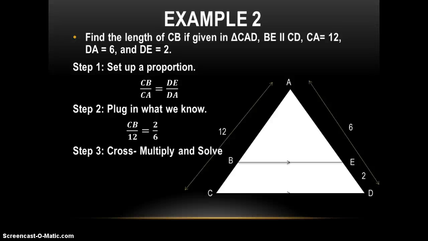So now we just want to cross multiply and solve. So 6 times CB equals 2 times 12. So we have 6 times CB equals 24. So CB would equal 4.